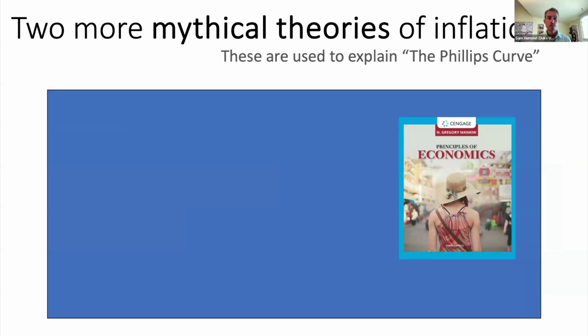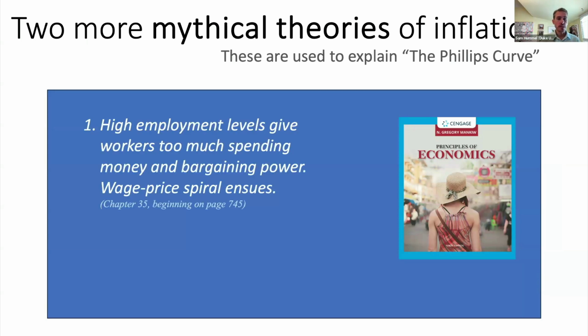There are two more mythical theories of inflation, I would say. If you're familiar with macroeconomics, there's something called the Phillips curve. If you're not, don't worry about the Phillips curve. It's just to help you locate where these ideas are coming from if you are familiar with these types of things. But the important thing to note is that macroeconomists do admit that there are additional causes of inflation. But they don't mention them until chapter 35, page 745.